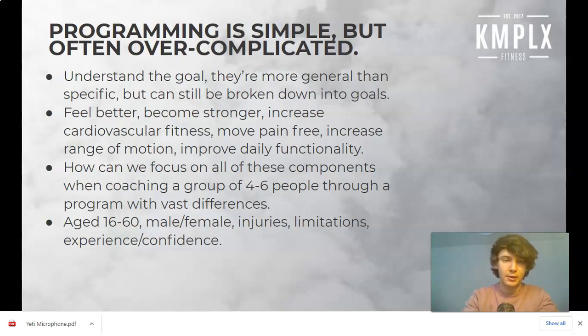So for the general public, the goals are quite simple. It's to feel better, become stronger, increase your cardiovascular fitness, move pain-free, increase your range of motion, and improve your daily functionality. So you're giving people the energy and the strength to be able to do more in their day, not to be running out of gas when they're mowing the lawn, or not to be fearful of throwing their kid above their head in case they pop out a part of their back. It's just adding value to people's daily lives.